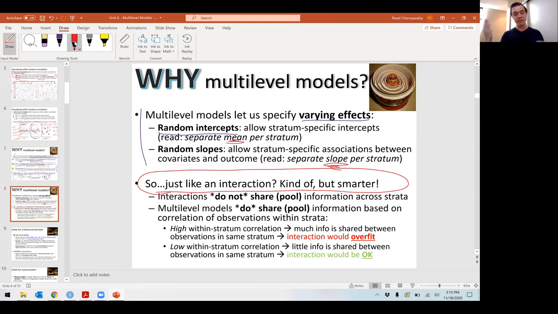But the way we do it in a multi-level sense, it's smarter. Because when we specify an interaction, we do not share information. Now, I have a couple of slides coming up. But when we specify multi-level models, we do very much share information. And so if your ICC is high, an interaction model would likely overfit, right? Because your data within the same stratum are highly correlated. But if your ICC is low, then maybe an interaction type approach would be okay. So again, a lot of this stuff is driven by that intra-class correlation, the correlation of your outcome variable within your strata. And this can occur on multiple levels, as we've seen with the COVID case and with the student test scores case.